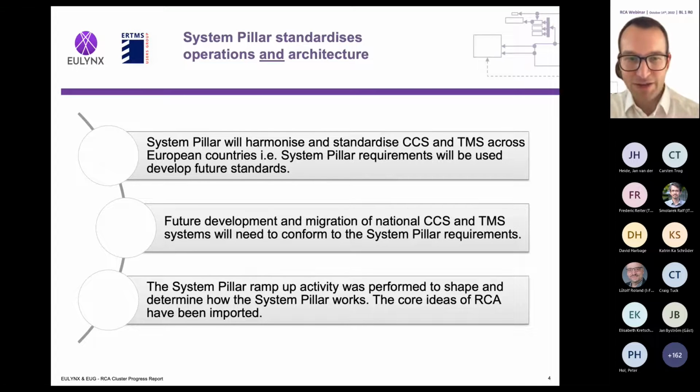And in the end, I'd like to highlight that in the ramp-up phase that took place until summer this year, we were already able to form a big part of the system pillar on a high level. In this ramp-up phase, there was also importing of previous results, both from Shift2Rail and, for this presentation, from RCA. We inputted all the different documents, as Frank has shown, to the system pillar ramp-up phase, to ensure that all the work that has been done in RCA is not lost, but can be used as a base to develop a common standard here.